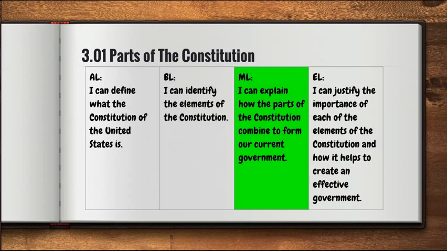And so when you look at 3.01, the parts of the Constitution, you can tell that that analogy fits in perfectly with the Meets level, where it states, I can explain how the parts of the Constitution combine to form our current government.